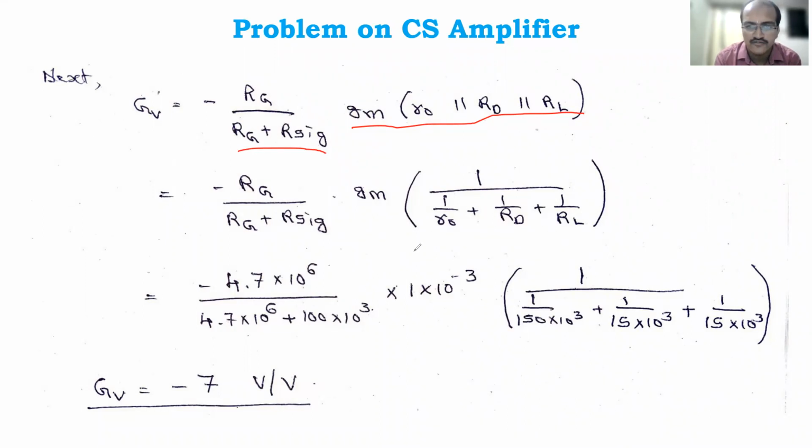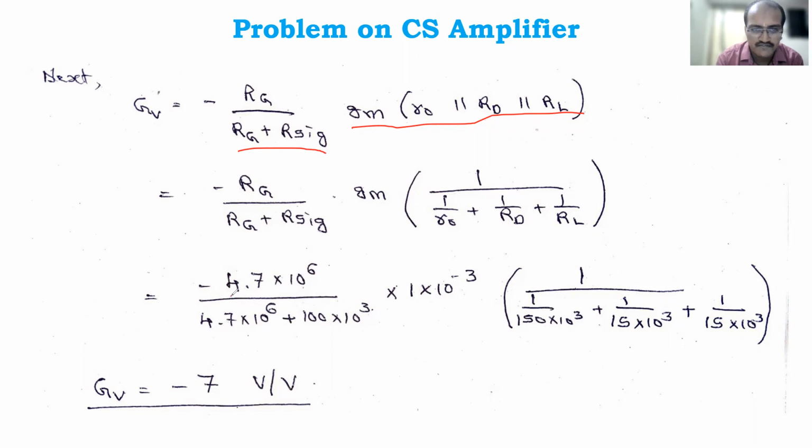So substitute all the values. So you'll get minus RG by RG plus R signal into GM. This I have written for 3 resistances in parallel now. Okay, that's why I showed you the case earlier: 1 divided by 1 by R naught plus 1 by RD plus 1 by RL. That's why I have shown you that alternate method. Only if 2 resistances are in parallel, straight away you can write multiply those 2 resistance values divided by the sum of those values. That works out. Okay, so now substitute all these values.